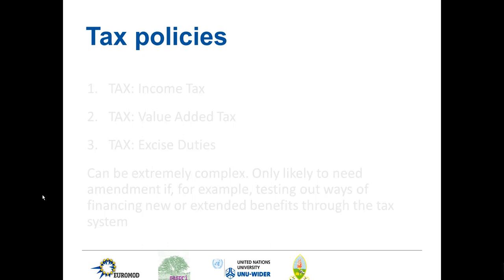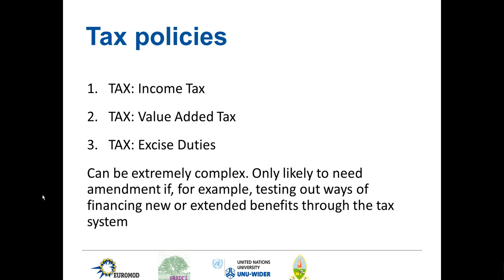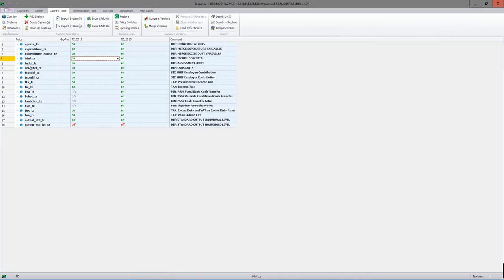Right, now we'll move on from having looked at the definitional policies to look at the actual tax policies. There's income tax, value-added tax and excise duties. These can be extremely complex and they're only likely to need amendment if, for example, one's testing out new ways of financing social benefits, or if the tax rules have been changed by the revenue authority. And this does happen, but it doesn't happen all the time on a regular basis. So I think it would be good to have a quick look at the tax policies. Again, we can walk through these in more detail when we go through the model.